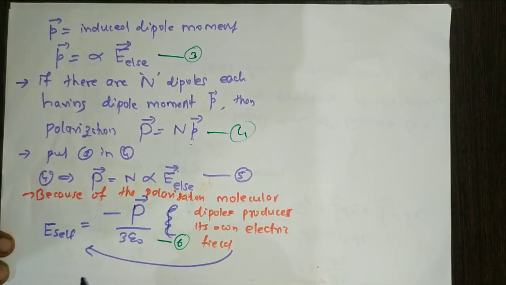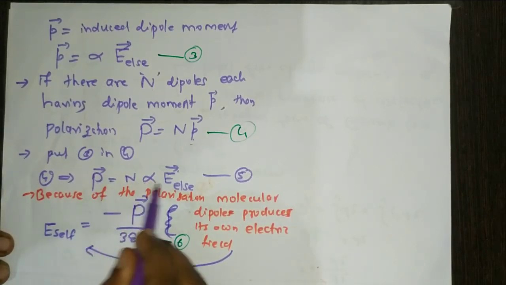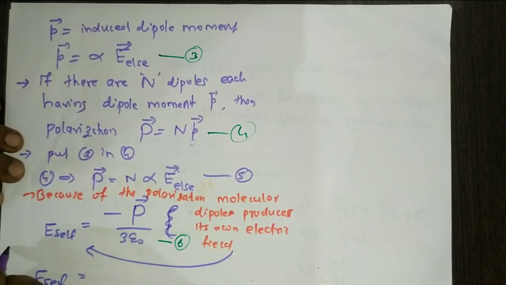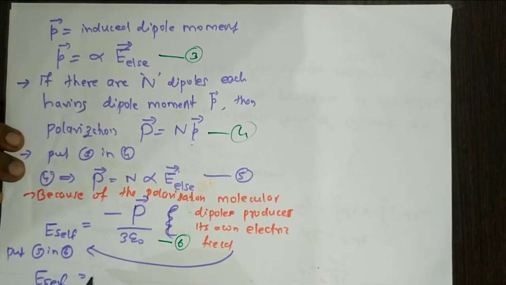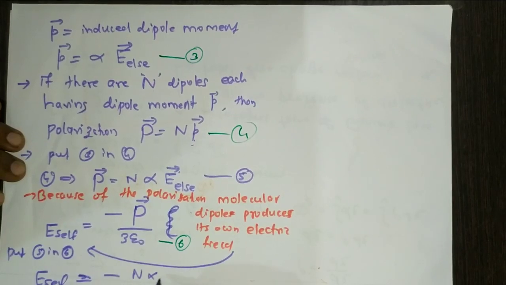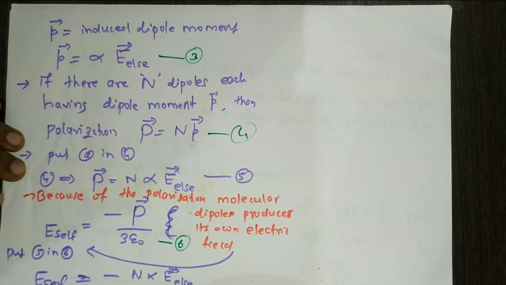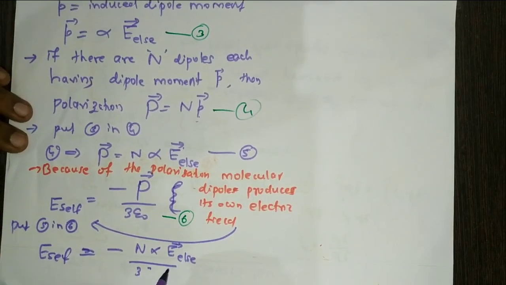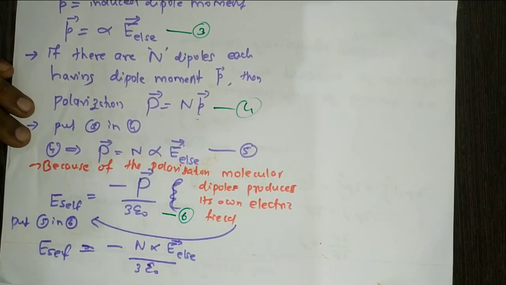Now, this P in equation 6 can be replaced by this expression. Therefore, E self, put 5 in 6, minus, instead of P, n alpha E else divided by 3 epsilon 0. Let me put this as equation number 7.